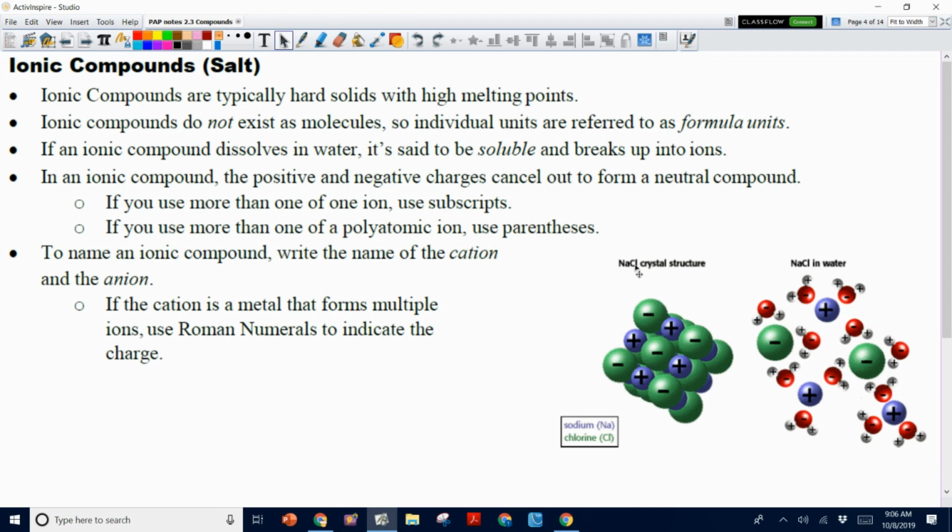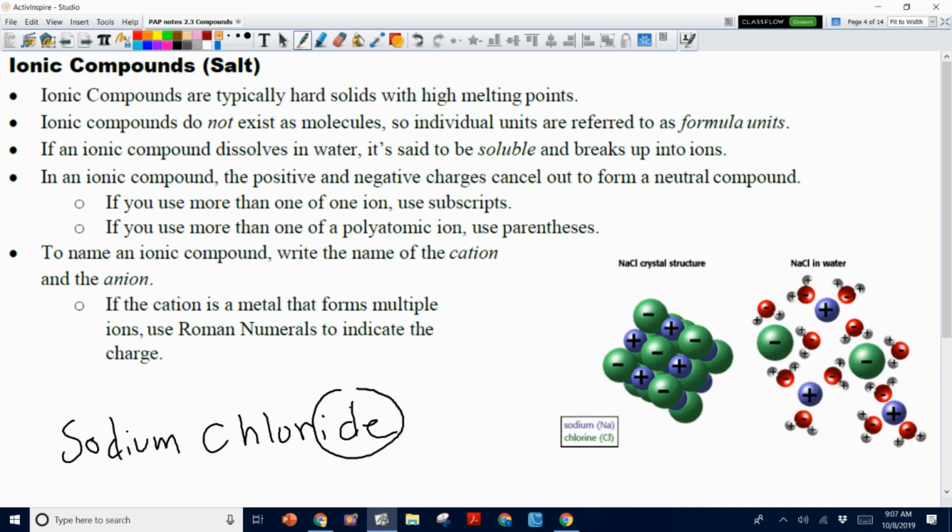Then when we write the anion, the negative part, we take off the ending. For this example, sodium, I'm going to write the name of that one without any changes. And then chlorine is the second element. We're going to take off the ine of chlorine and change it to ide. So the name of that compound is sodium chloride. And we'll talk about Roman numerals in just a moment.